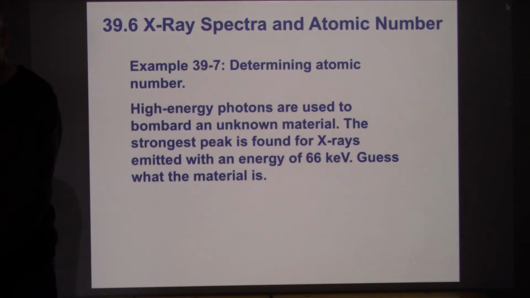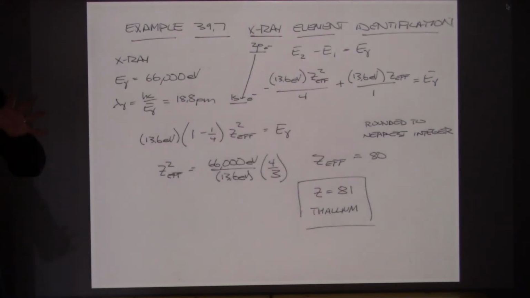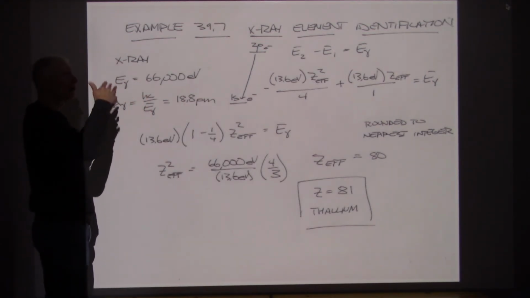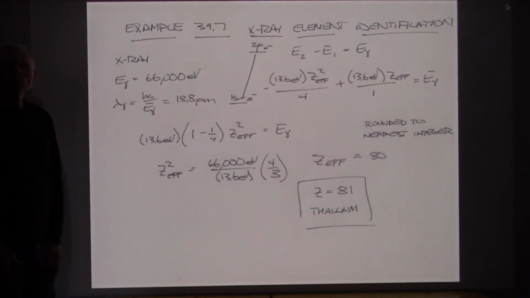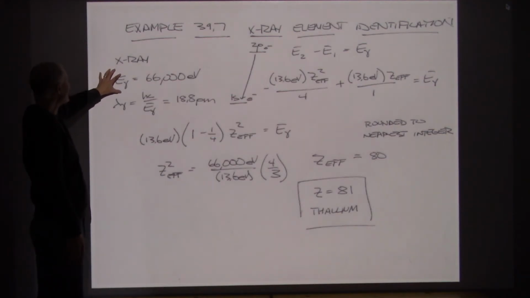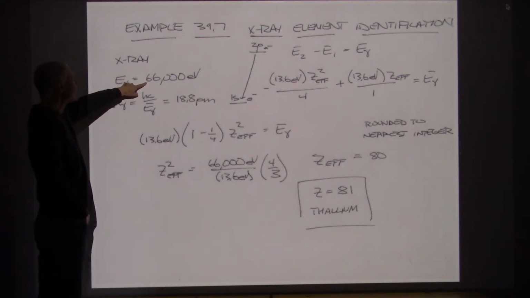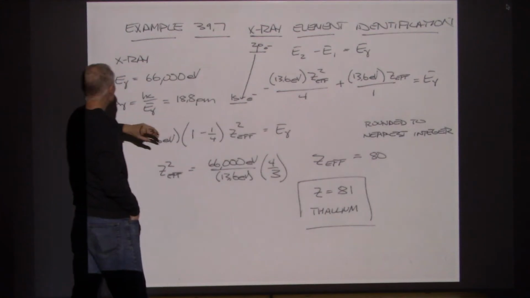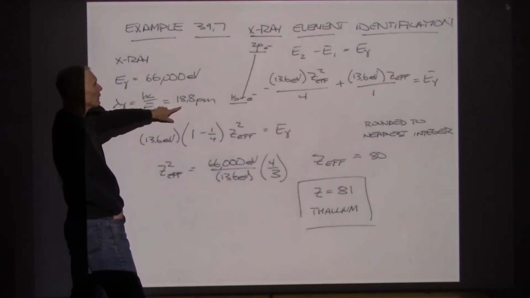Okay, here's another example with the X-rays. This time we're figuring out which element it is. So we have a sample of some element. We're trying to determine what is the Z value, which element is it. We do an X-ray test. We find out that the 2 to 1, the K alpha line, has an energy of 66,000 eV. That's pretty high spacing. So 66,000 eV between these two states. And the wavelength there would be 18.8 picometers.